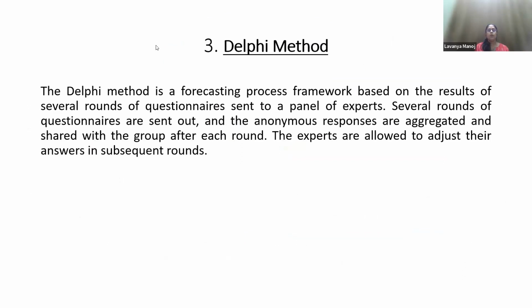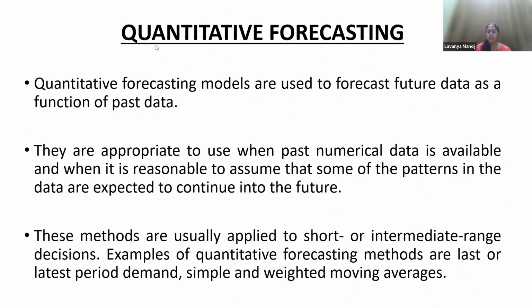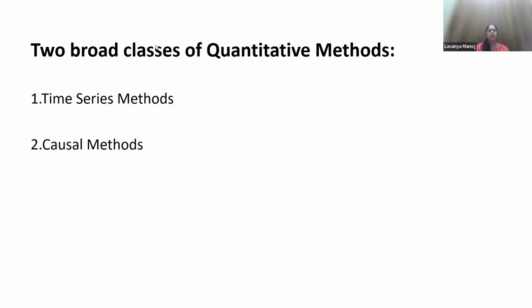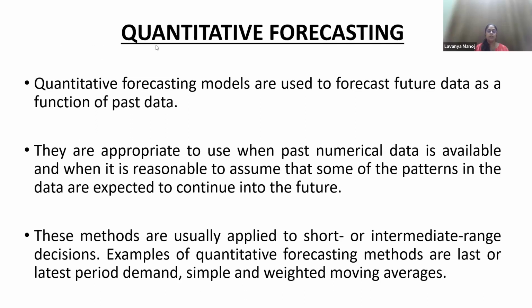Now, moving on to quantitative forecasting. In quantitative forecasting, we have two main classifications, time series methods and causal methods. We will see them one by one. The other name for quantitative forecasting is data collection forecasting.